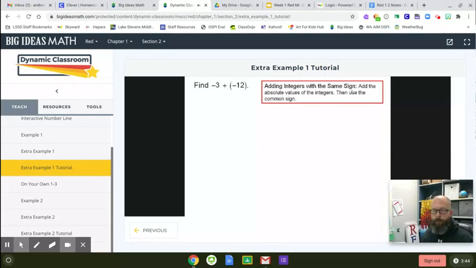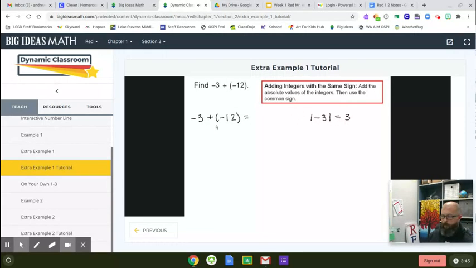So then we add the absolute values of the integers and use the common sign. So when we have two negative numbers, the common sign is negative, so our answer will be negative. So let's start trying to find -3 plus -12. First, what we want to do is add the absolute values of the integers. So let's find the absolute value of -3, and that is equal to 3. Then we need the absolute value of -12, and that is 12.